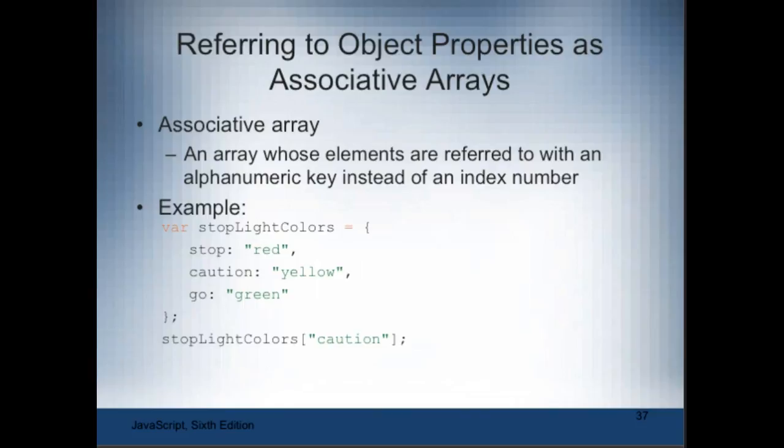Referring to object properties as associative arrays. In a standard array, you can reference any value by its index number, which starts at 0 for the first element in the array and increments by 1 for each additional element.